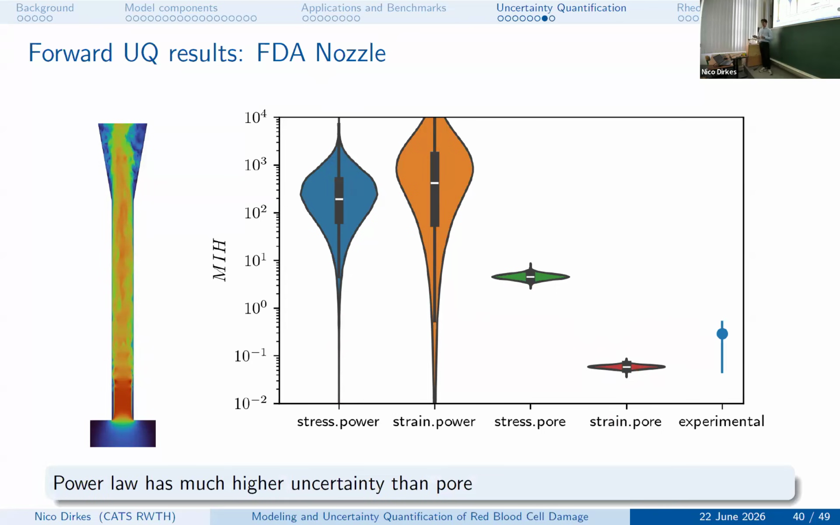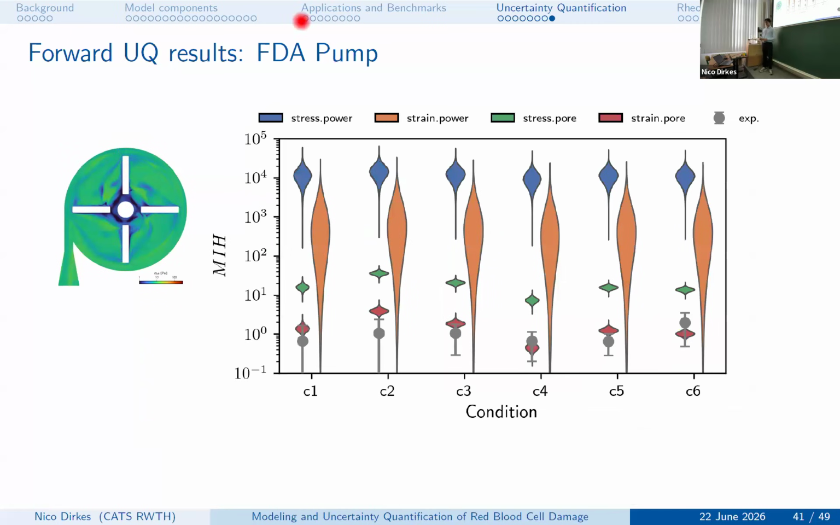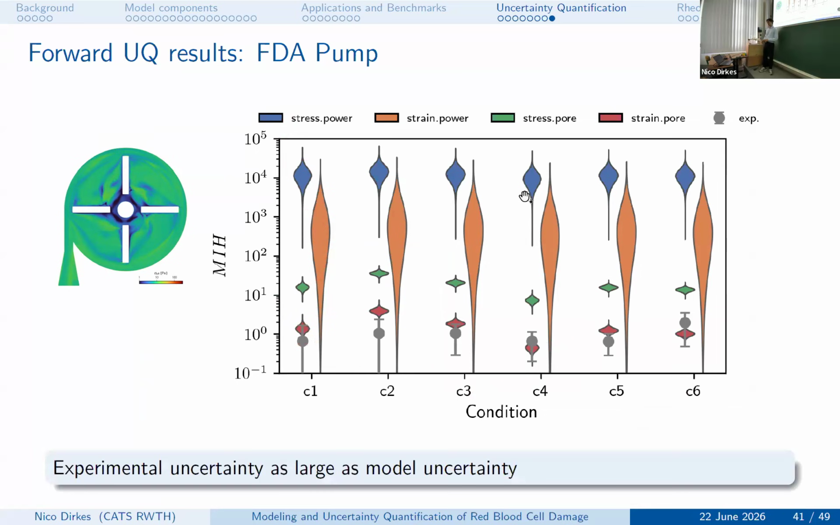So this again shows how uncertain the power law is, and one of the issues with just fitting these parameters from the power law to experiments. And finally, the same for the FDA pump. These are, again, the 6 operating conditions, and you can again see that the blue and orange, so these two power laws, have wide ranges, whereas the Poor model has a much narrower range. And again, this strain-based Poor model, which is red, overlaps with the experimental uncertainty almost everywhere.